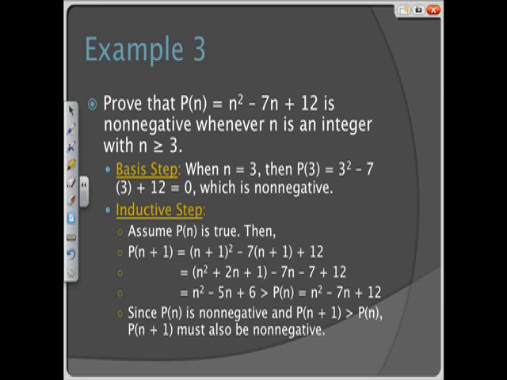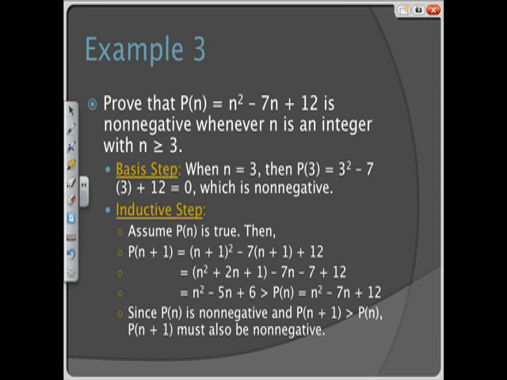So for our third example, we need to prove that n squared minus 7n plus 12 is non-negative whenever n is an integer greater than or equal to 3. So for our basis step, when n equals 3, then 3 squared minus 7 times 3 plus 12 is 0, which is non-negative. Now for an inductive step, we assume that P(n) is true.